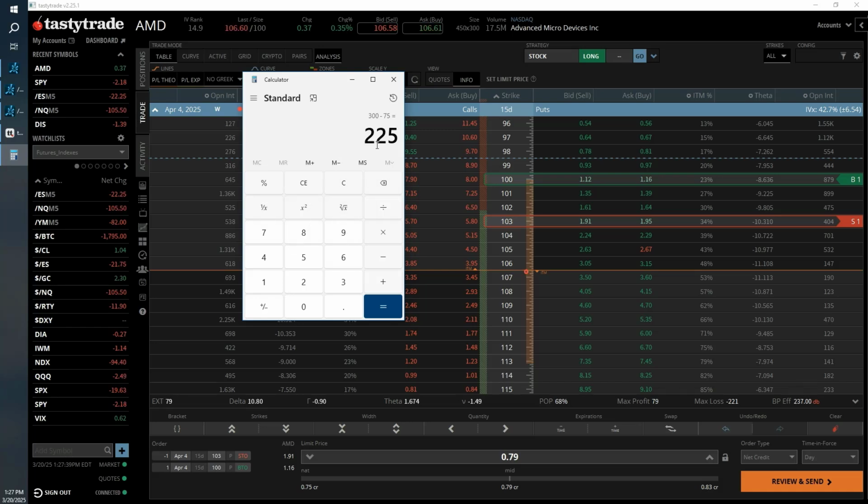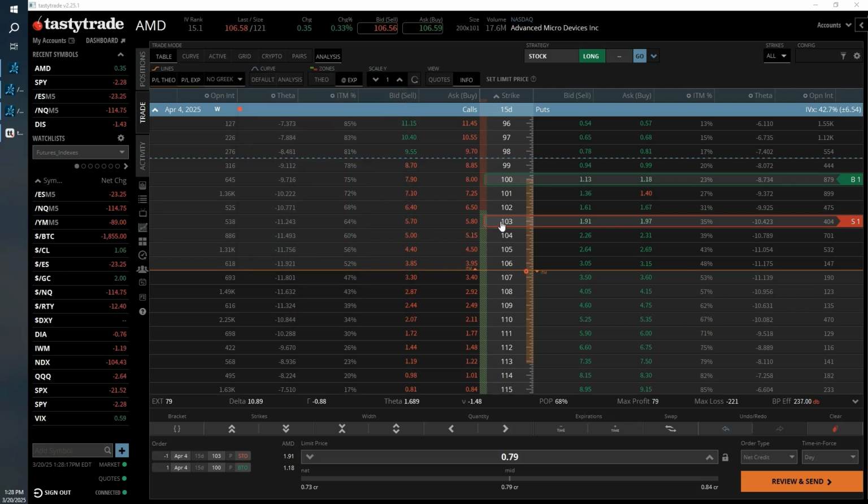So now I take this and find out what my return is. $75 of credit on that $225 worth of risk. I have a 33% return on my risk in 15 days. If I divide this by the 15-day time frame and then multiply it by 365, that would equate to an annualized rate of return, say I could do this every 2 weeks, of over 800%.